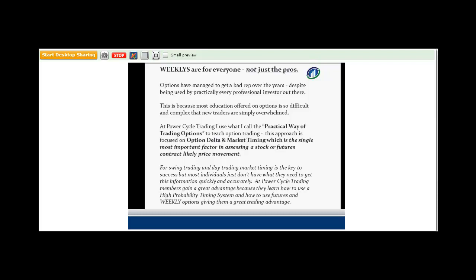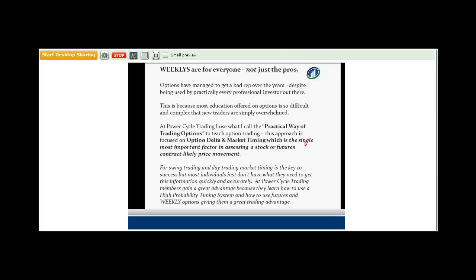But over the years, they've managed to get kind of a bad rep because people don't understand options. But if you keep it simple, options are not difficult to use. I've developed what I call the practical way of trading options to teach option trading, and this is focused on the option delta and market timing.